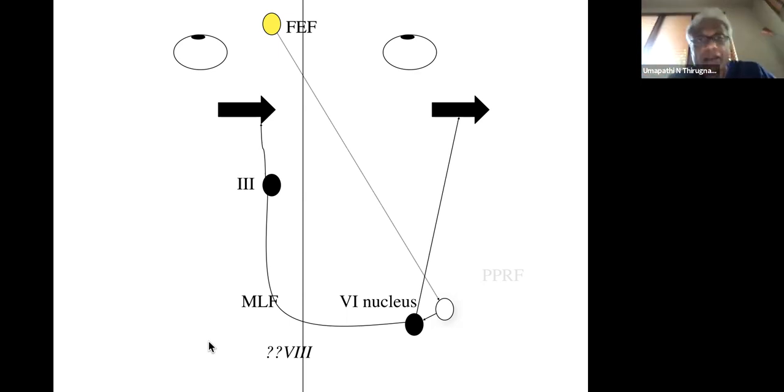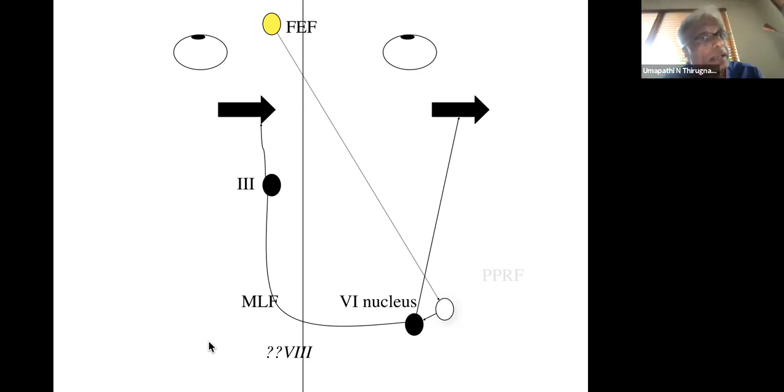So now let's think carefully. When I turn my head to the left, we have already decided my right eye is abducting, my left eye is adducting. Which nucleus is active? Right 6 nucleus. Now, when I turn my head to the left, where is the greater turbulence? Left ear. So what you need to do is connect the left 8th nerve to the right 6 nucleus, and you should be able to effect the vestibulo-ocular reflex.